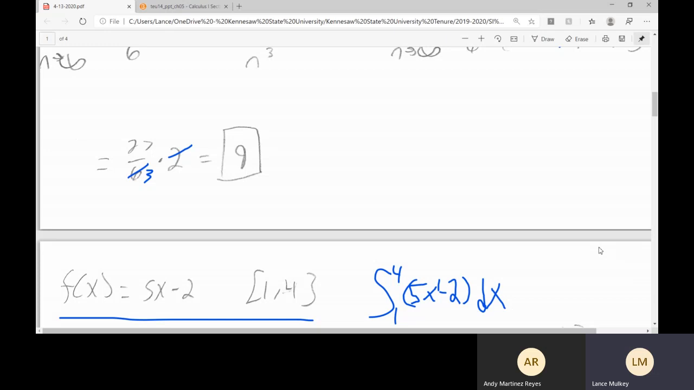Now you have to plug in your upper and lower bounds. So that would be 2.5 times 4 squared minus 2 times 4, minus 2.5 minus 2. Okay.